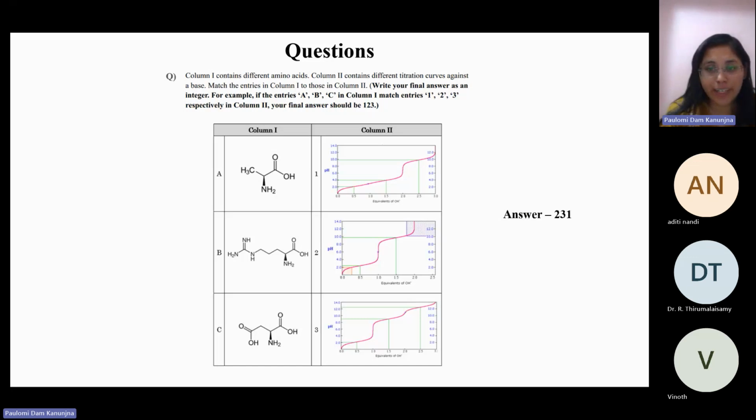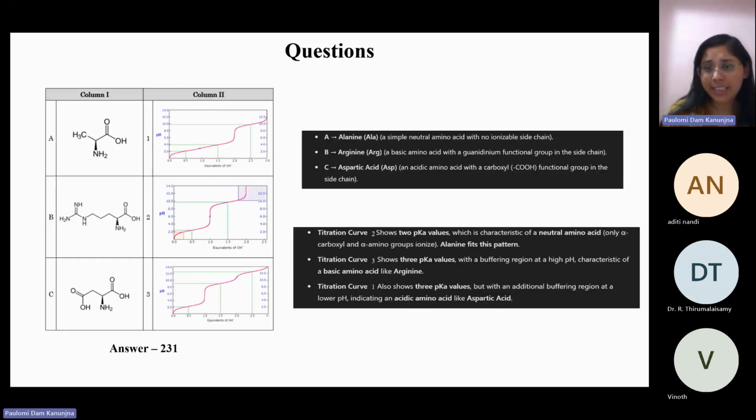The answer is 2, 3, 1, as someone mentioned. Someone also mentioned B being 3, which is also correct. And the explanation is here. If you are looking into the structures and you are aware of the amino acid structures, the first one is basically alanine, which is a neutral amino acid with no ionizable side chain. B is arginine. So it has a guanidinium group. And third is aspartate, because it is aspartic acid or aspartate, which has a COOH group, right?